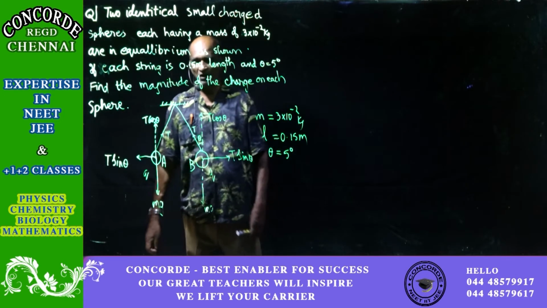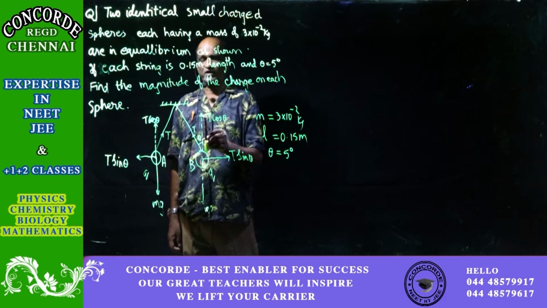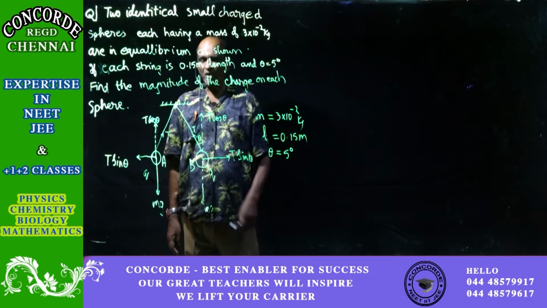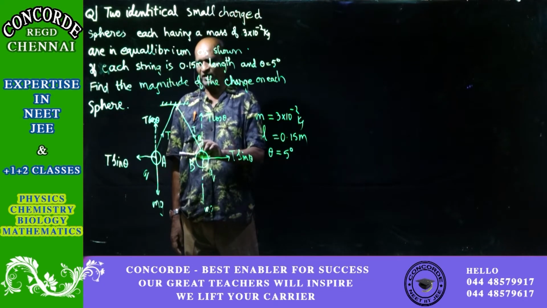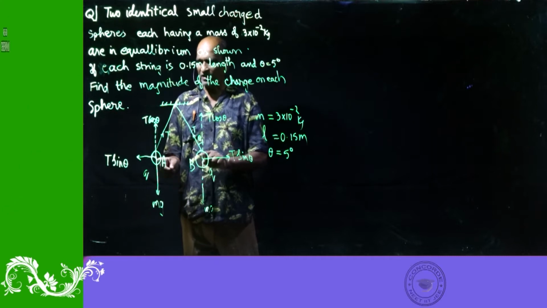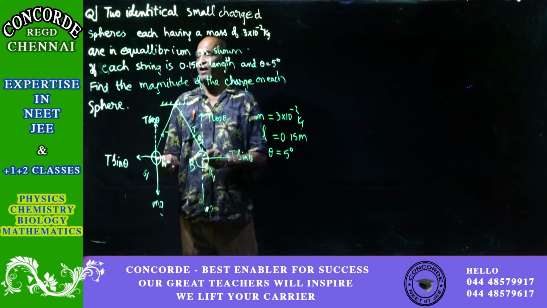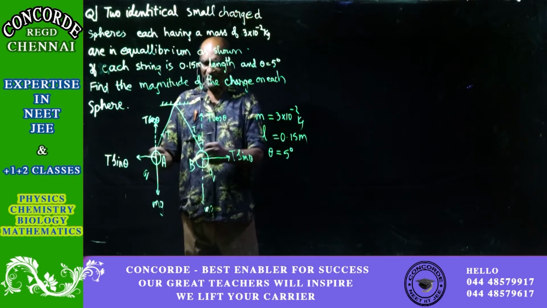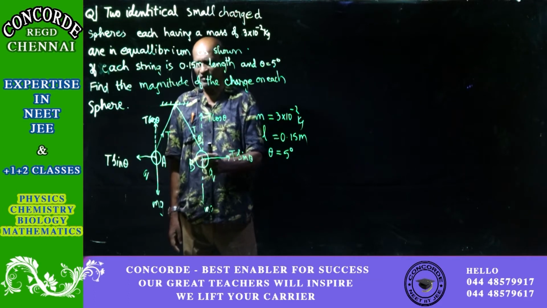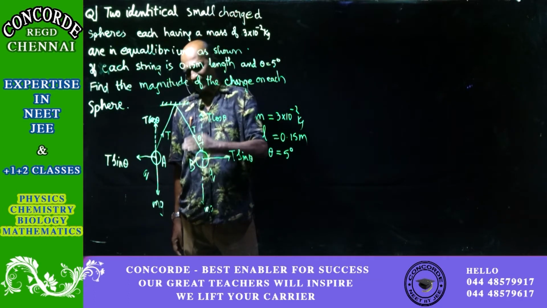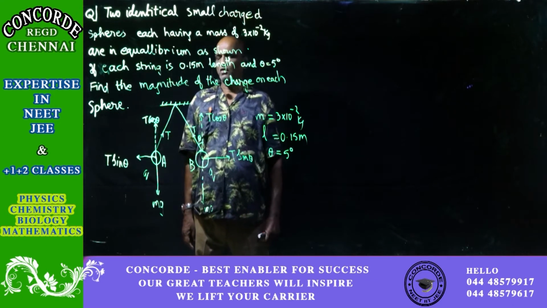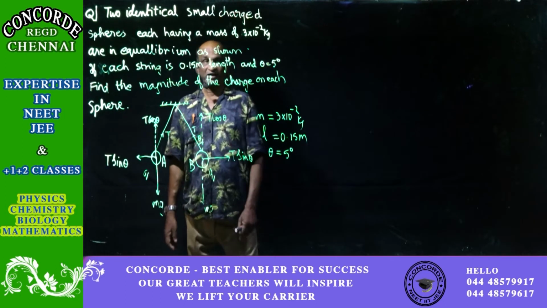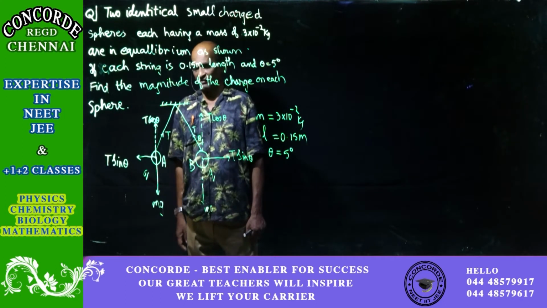Now T will have a component T cos theta, and that will balance the weight because both are vertical. Then we have T sin theta in the horizontal direction. The balls are charged and both have the same charge, so they will repel. That repelling force will balance T sin theta, so the repelling force will be equal to T sin theta.